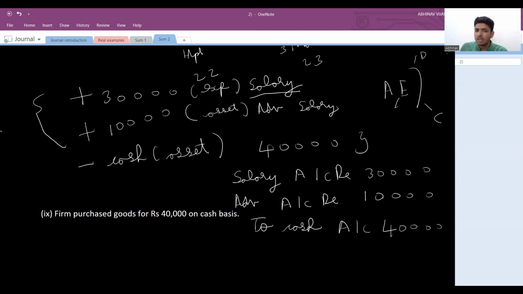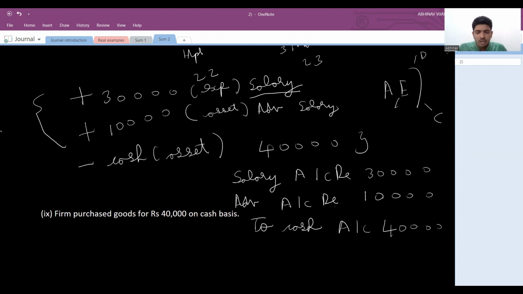So when I told you to check the double entry system's fulfillment during the journal entry part, that means don't check if these two are tallying here and the reasons here.